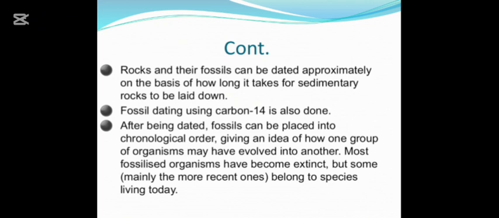We've looked at the so-called species of man, from which man came, maybe the ancestor of man. They're extinct kinds of structures, because we no longer see human beings having such kinds of jaws, such kinds of structures. Most fossilized organisms have become extinct, but some, mainly the more recent ones, belong to species living today.